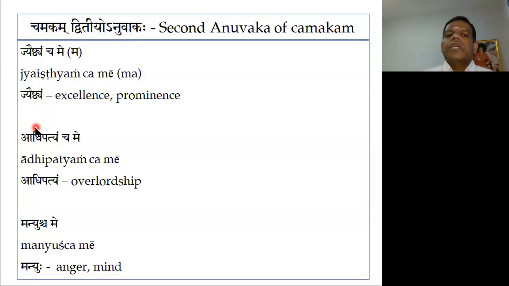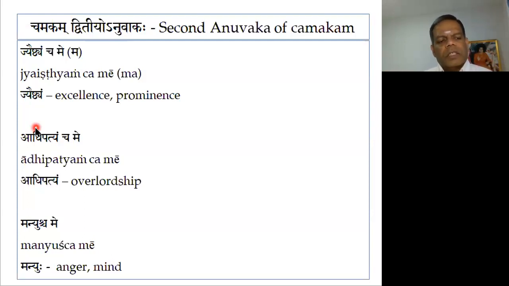So jaishtyam chame. I don't know whether you all remember that each of these mantras has something attached, called kalpatam. Kalpatam means make it beneficial, make it favorable, make it complete. All those meanings come. Okay, jaishtyam chame kalpatam. Let the prominence which is beneficial to me, may it come to me. Okay, that's a belief, that's a prayer.